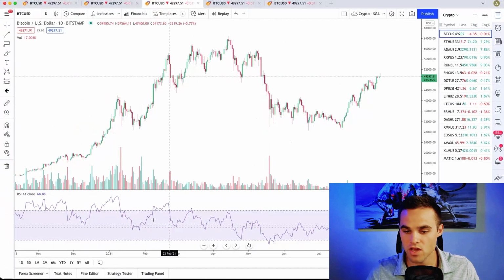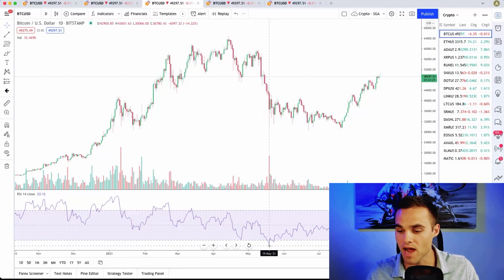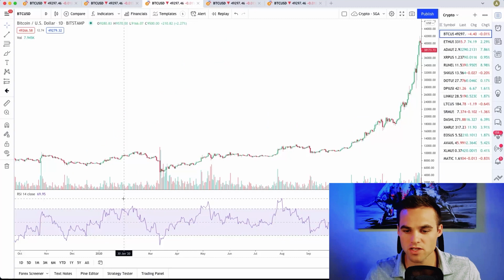So generally, you want to be looking to sell when it's overbought, and you want to be looking to buy when it's oversold. So generally, you want to trade in the direction of the trend, and then you could use something like the RSI to tell you when might be a good entry point.